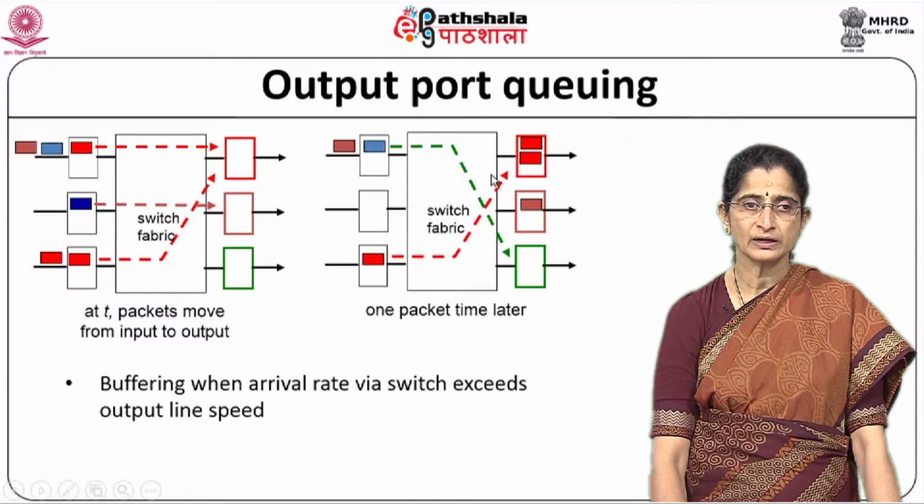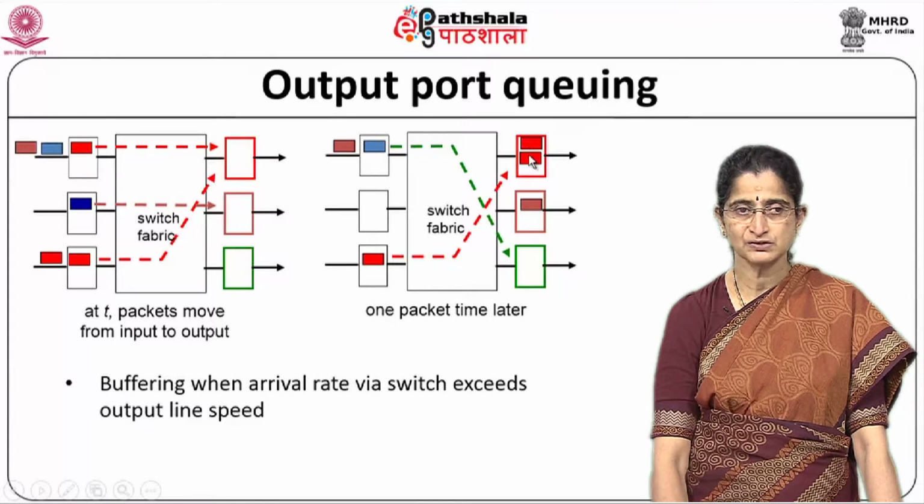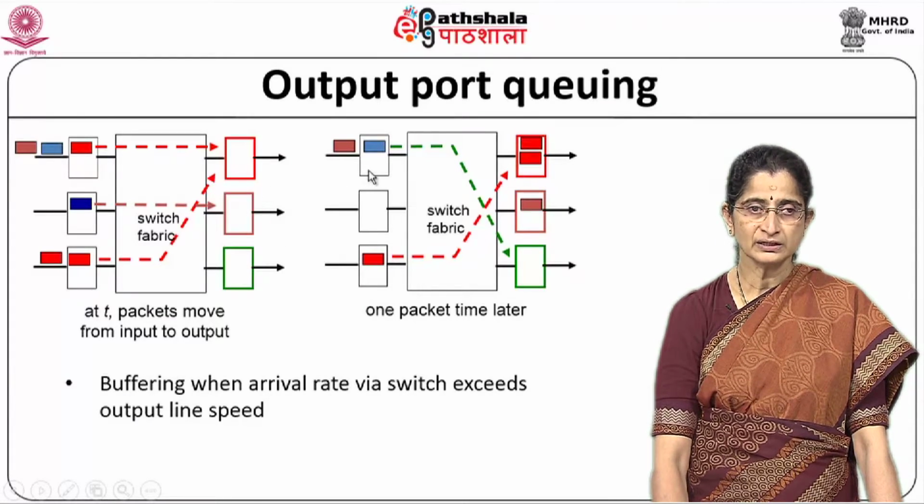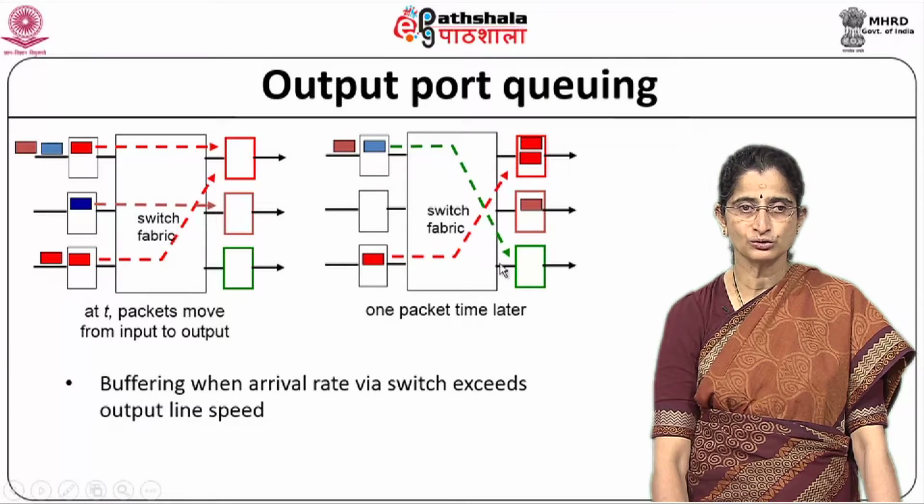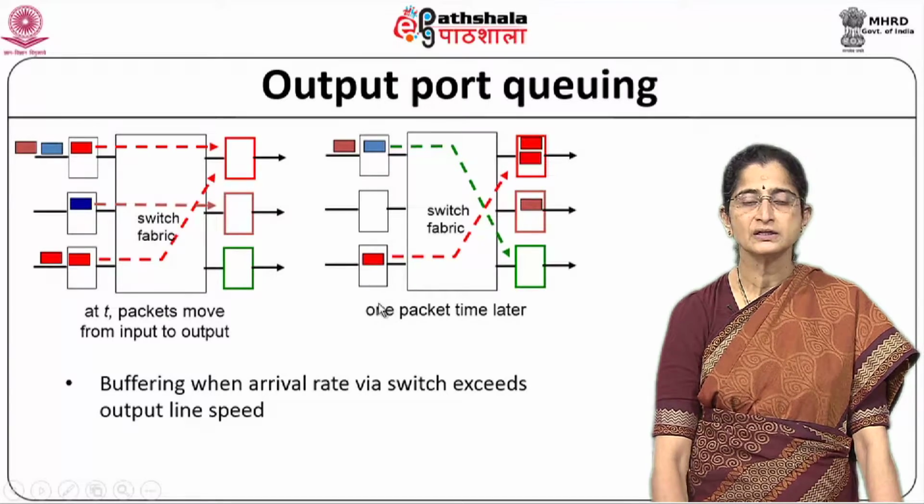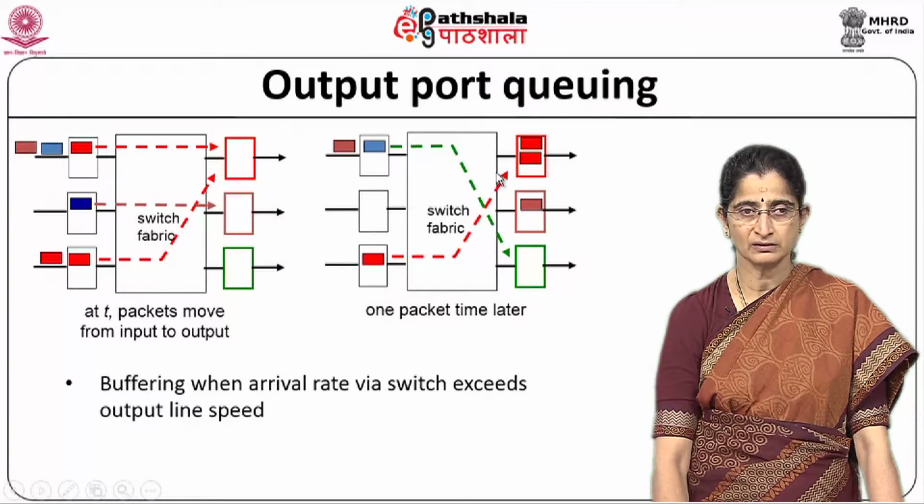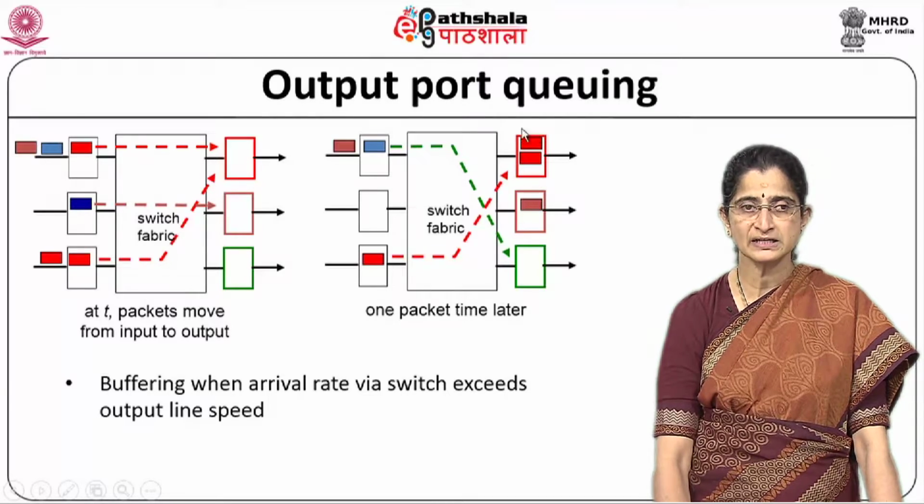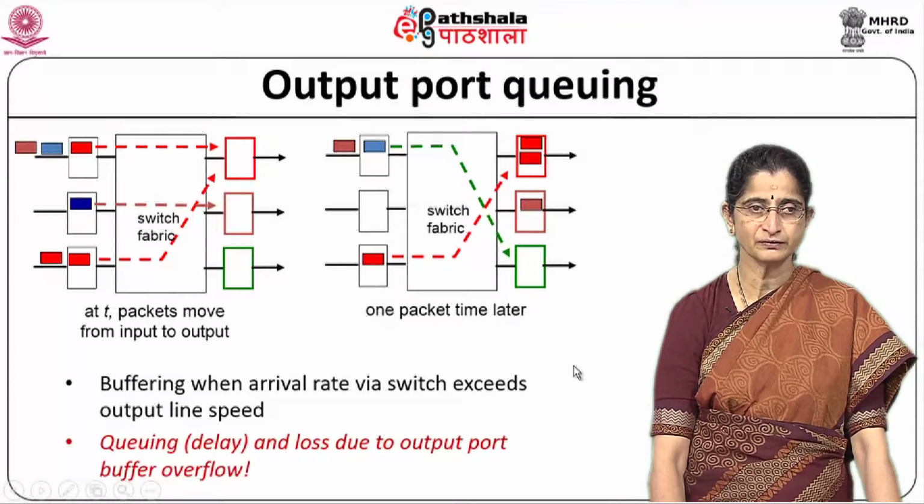So, if you look at what happens 1 packet time later, you will find that there are 2 packets which are queued over here. Now, the other packet which is meant to go to this could probably be switched. Similarly, another packet which is meant to go to this could also be switched, but the packet that is meant for this output line here, the one on top, you can see that there are 2 packets which are identified as red in color, 2 packets coming in, they are not able to be sent out, therefore, they will be queued over here. Okay. So, this is basically what happens in terms of output port queuing.